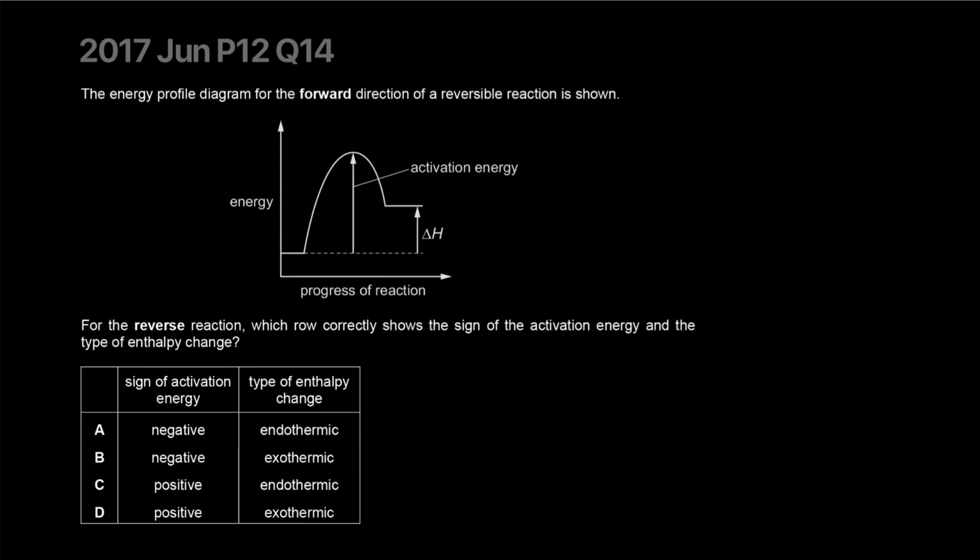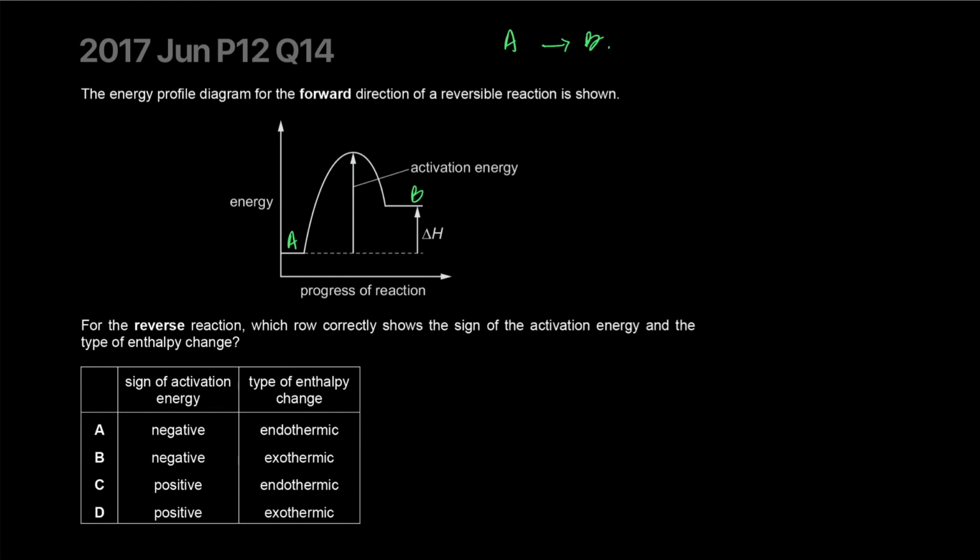The energy profile diagram for the forward direction of a reversible reaction is shown. For the reverse reaction, which row correctly shows the sign of the activation energy and the type of enthalpy? So sign and type of enthalpy. For the reverse reaction, you've got to understand, let's say this is the reaction: A is turning into B. A is the reactants, which is over here, and B is the product.